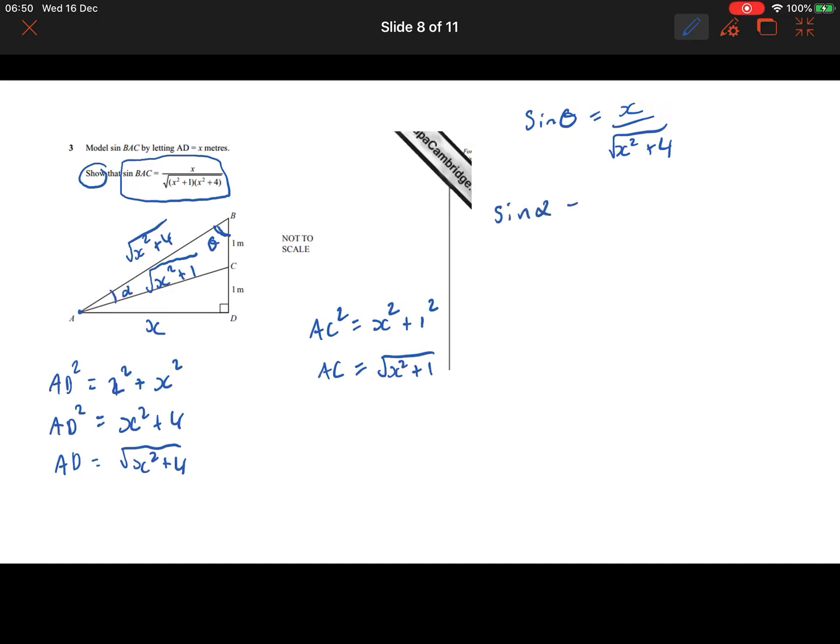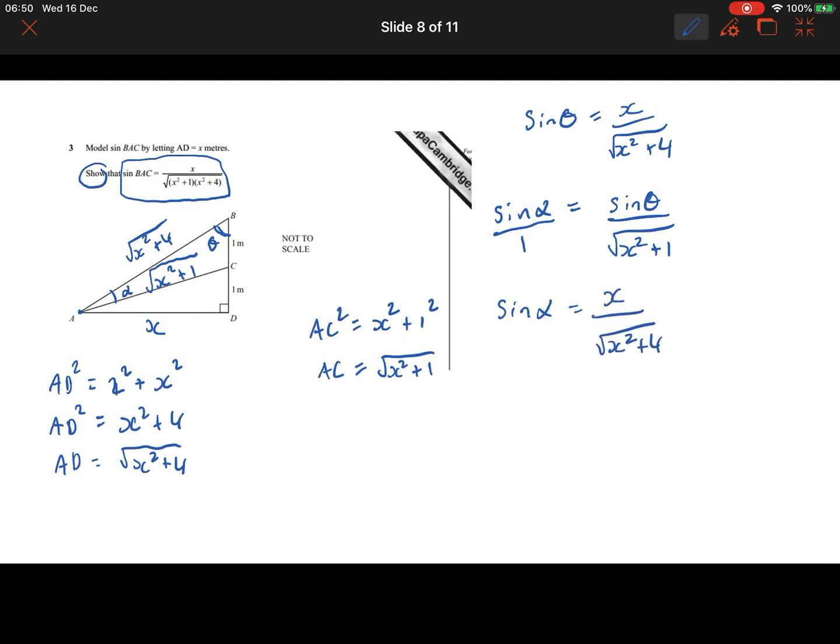Okay, and now we use the sine rule. We say that sine of alpha, which is what I've chosen to call it, you could just still call it BAC, doesn't matter, is equal to sine alpha over 1 is equal to sine theta over the square root of x squared plus 1. Nothing is changing from what we did before.